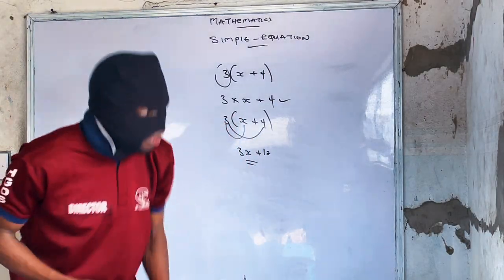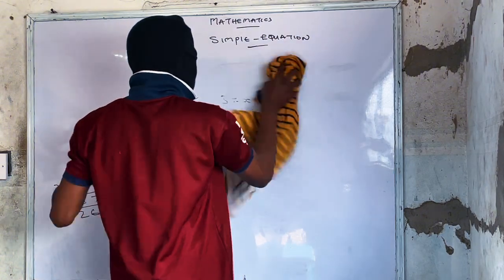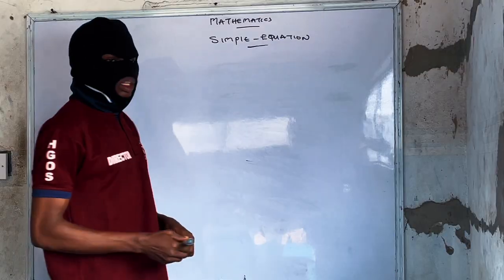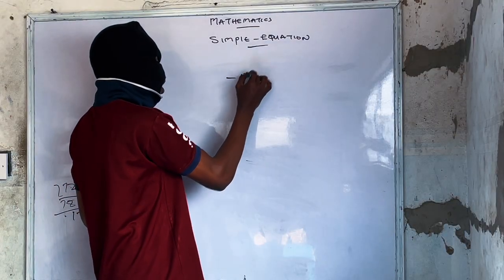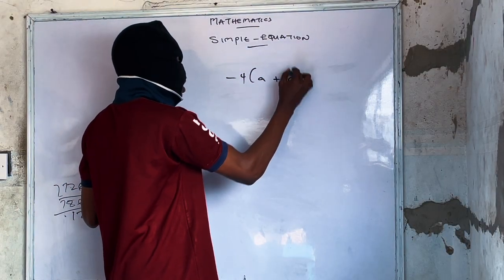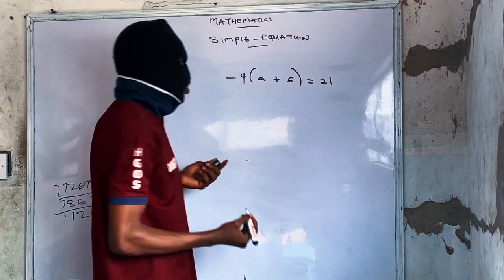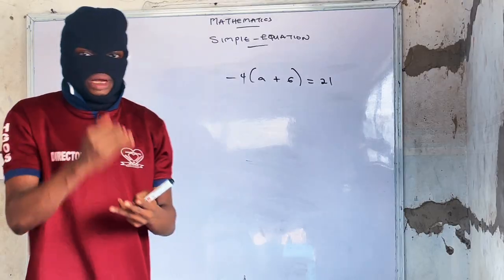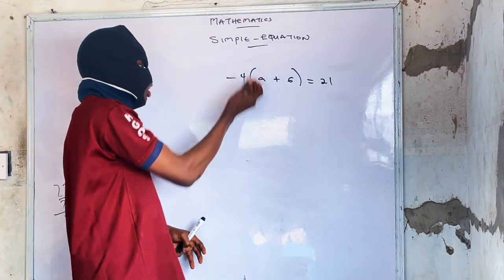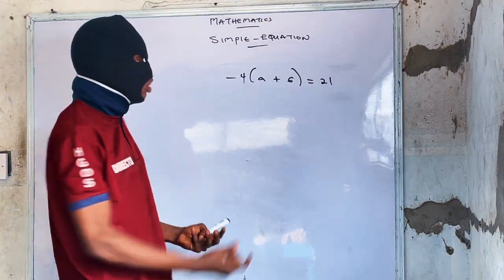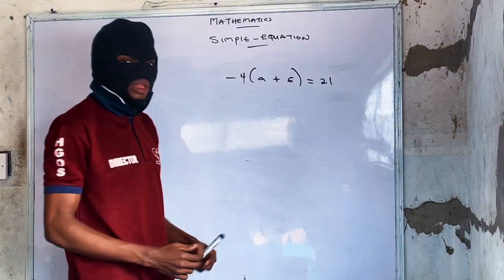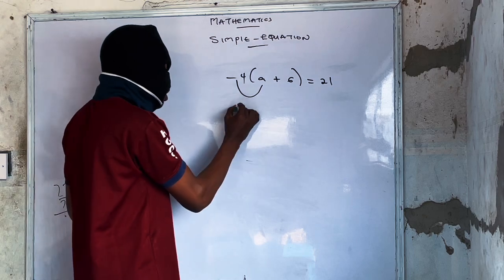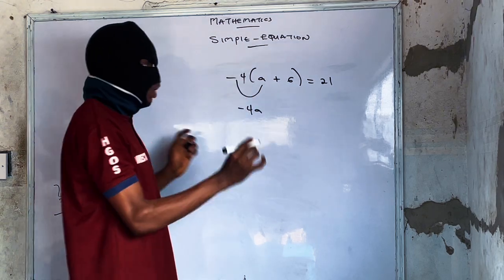Now, you can have other questions. Let's say you have minus 4 into bracket a plus 6 equals 21. You can see this minus is visible. Like I told you, your minus is always visible. You are using this minus 4 to open everything inside the bracket. Now minus 4 times a will give you minus 4a.